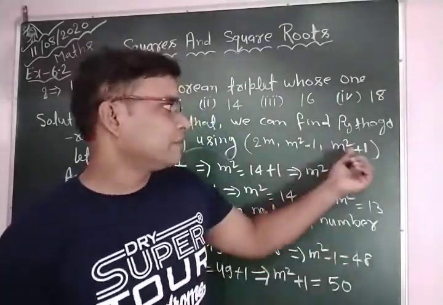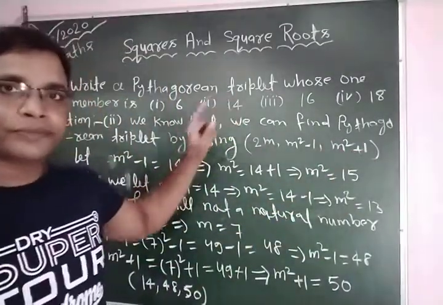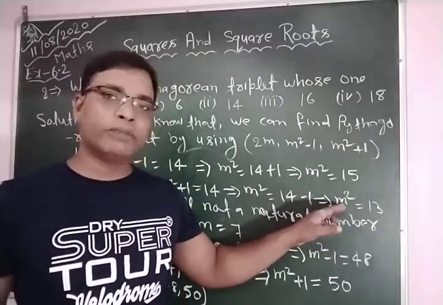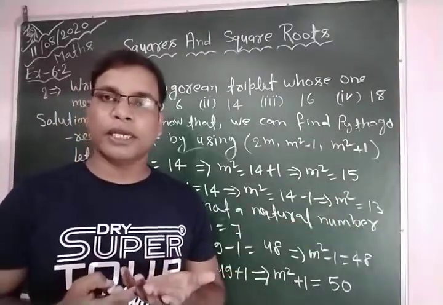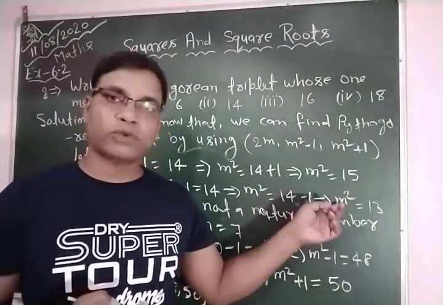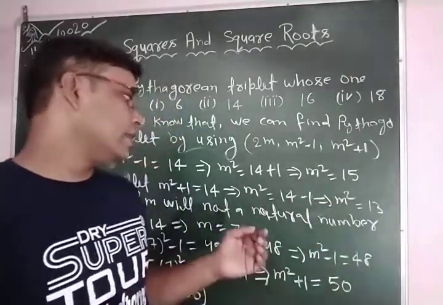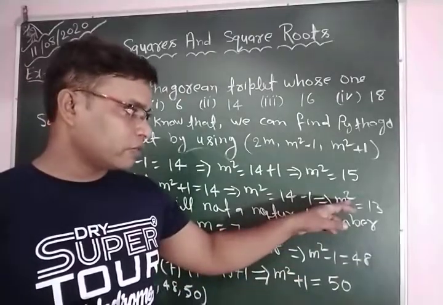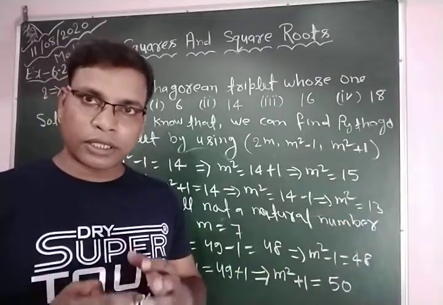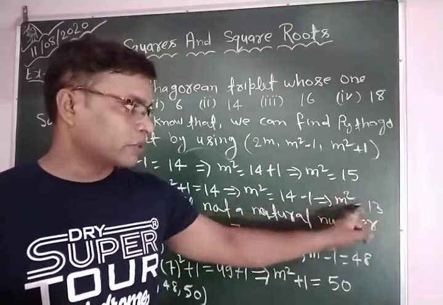Okay, again we let m square plus 1 is equal to this number. Okay, so you can see here, we find the value of m square is 13. What is 13? 13 is a non-perfect square number, but m square is a square here. So this implies that the value of m is not a natural number, because you can see m square is equal to 13. So the value of m is not a natural number, because 13 is not a perfect square number.